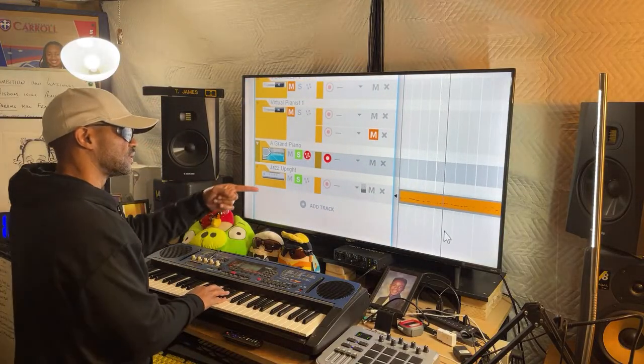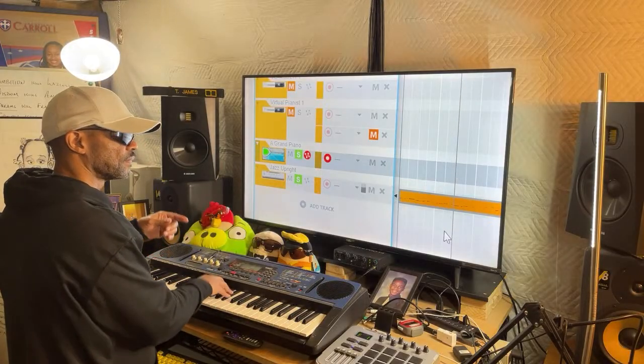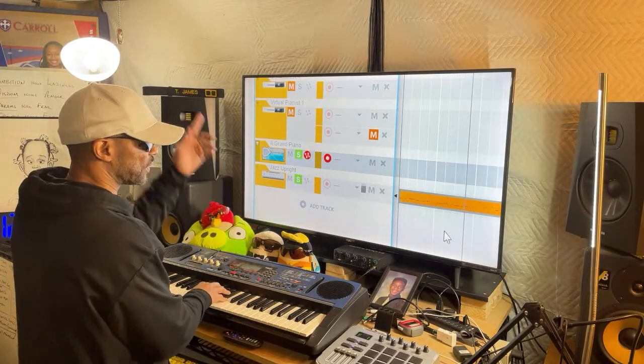So for me, listening to the bass line, usually what I have to do is find the key, but I'm already in the key.